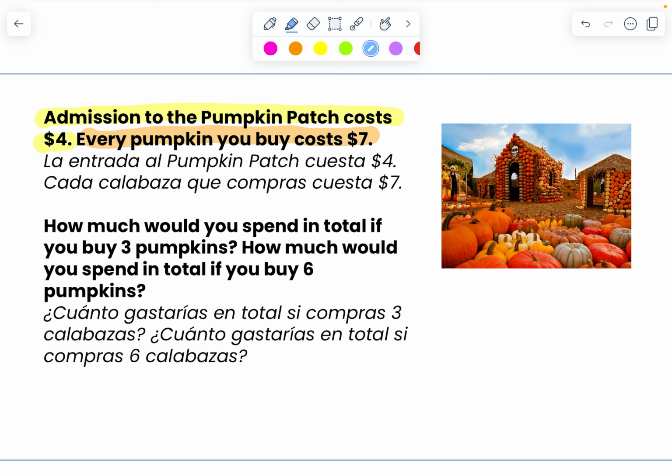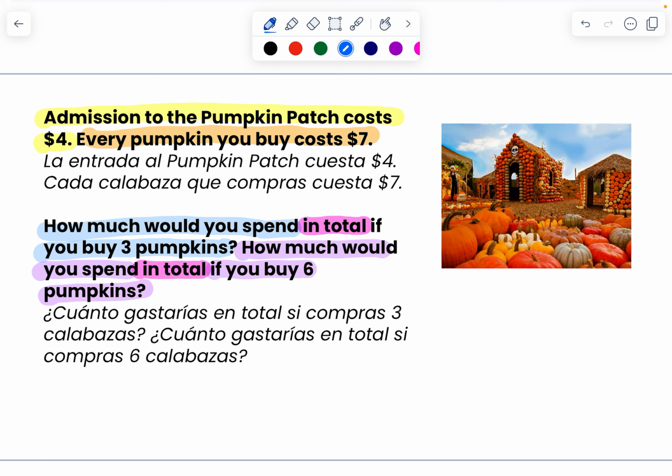So ultimately, the question is, how much would we spend in total if you buy 3 pumpkins? And also, how much would you spend if you buy 6 pumpkins? And notice both of these problems say in total. So this is going to be a slightly different problem than the t-shirts. It's similar, but it's slightly different.